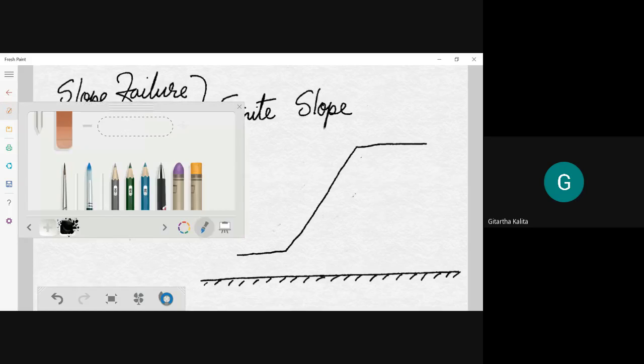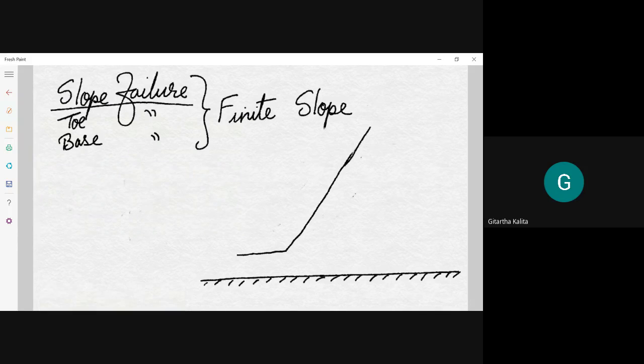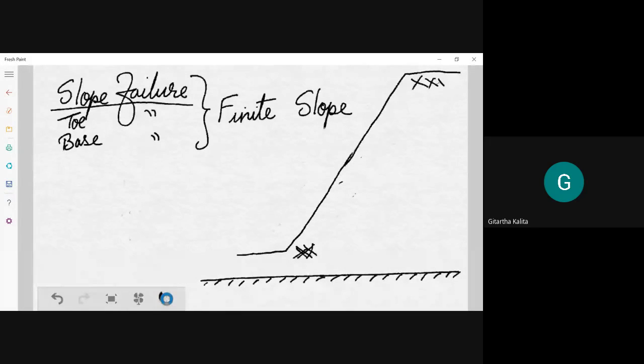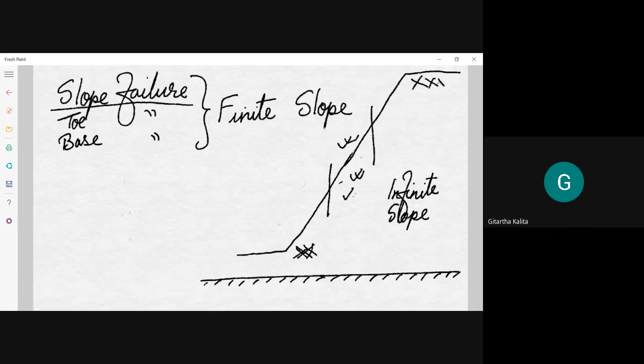But in an infinite slope, the slope is too big like this, such that it is very difficult to analyze this part or this part. You might be analyzing this part, but it is very difficult to reach here and analyze. It's very difficult to cover all the parts. This is a case of an infinite slope. So what happens is that we select a suitable section from here. Suppose I select this section, and we analyze this section only.